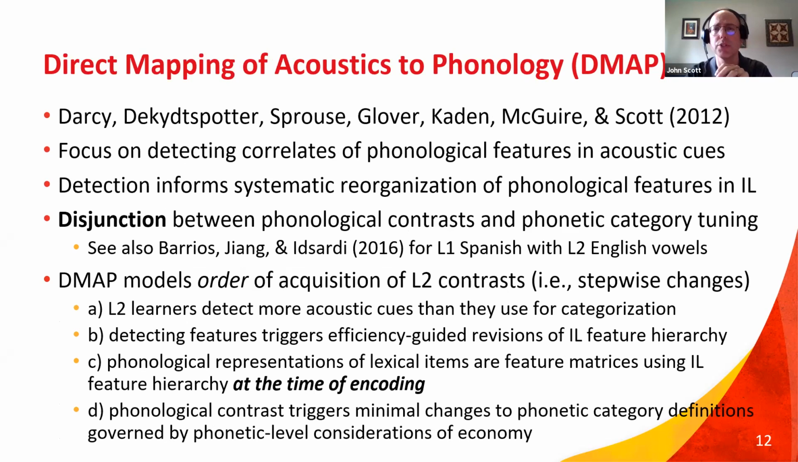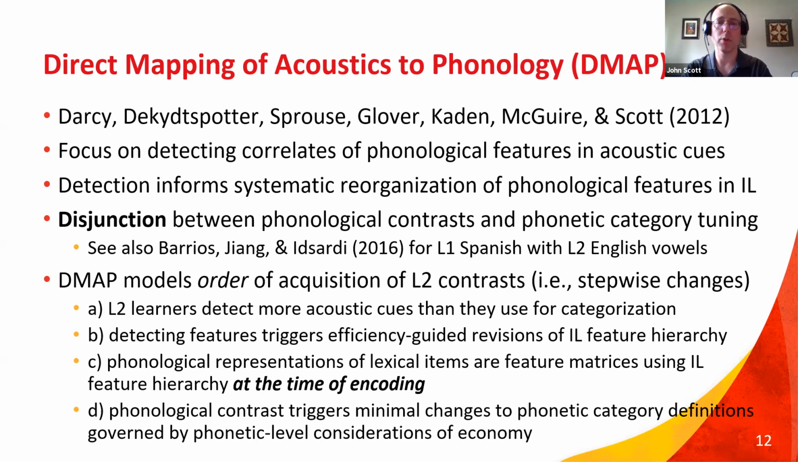With direct mapping of acoustics to phonology, or DMAP, we're also dealing with feature theory, and here we're dealing with a couple of major ideas. It may be that phonological contrasts, like what we enter in our mental lexicon, the difference between a P and a B, for example, and phonetic categories, the ability to perceive the difference between those things, may actually operate with a little bit of independence, so that it's not necessarily hear first, then be able to produce. It could potentially go in a different order.